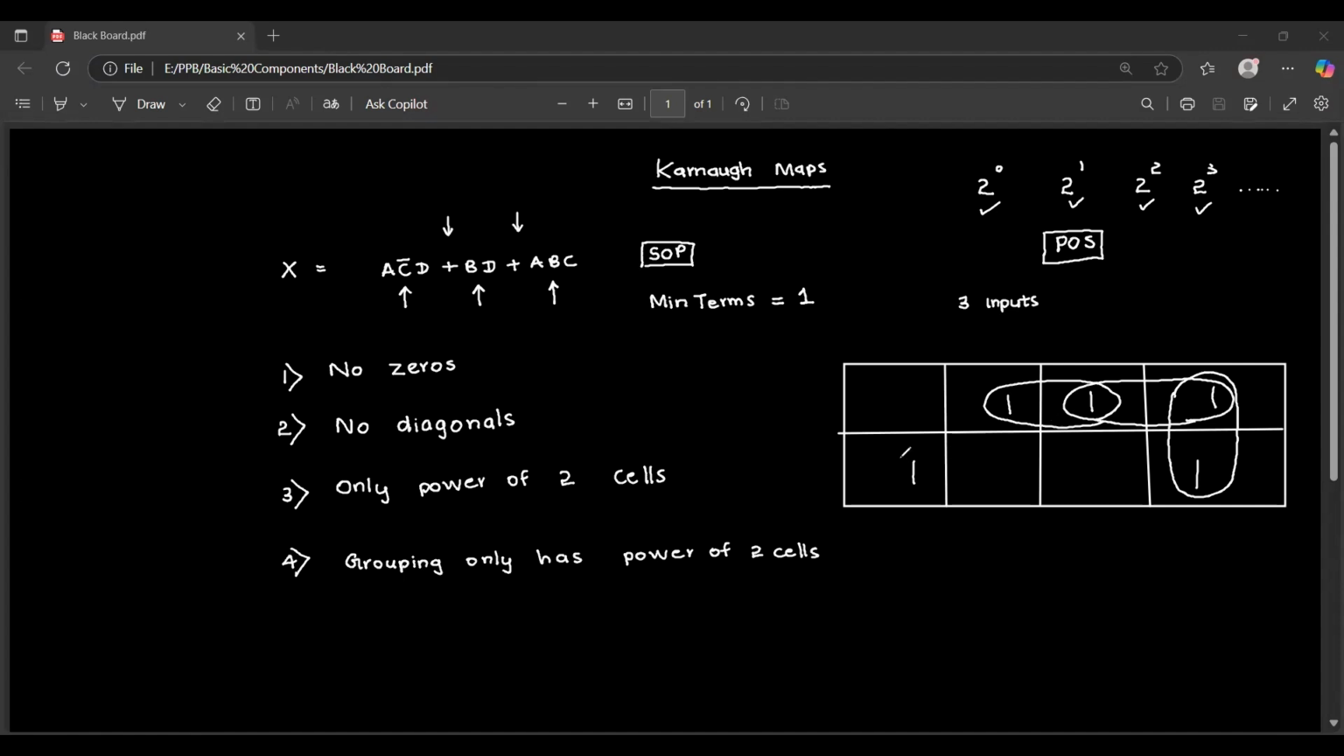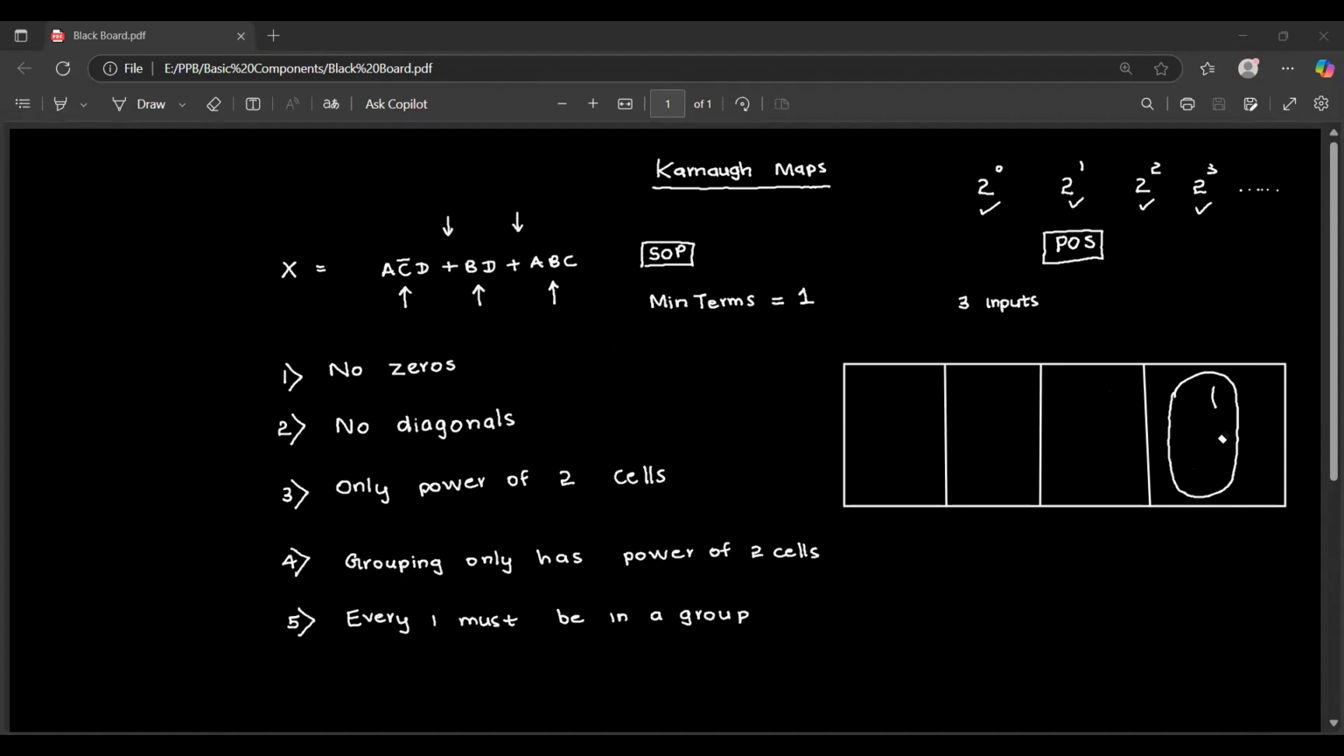Well, you will be thinking, then how can I group this? This one is alone from the others. Should I group this? That's where we speak about the fifth rule. Every one must be in a group. Therefore, if you see an individual one, you have to group that also, whether you like it or not. Let's just erase it for now.